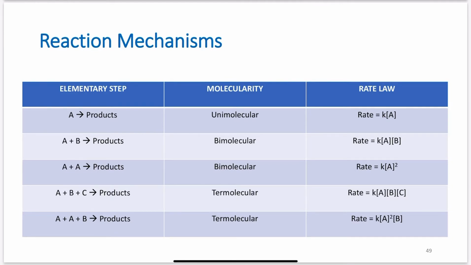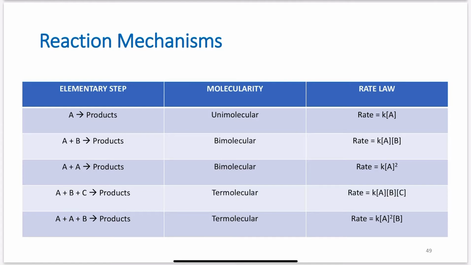We could also have two molecules of A coming together. This is also bimolecular because it's two particles. They may be the same compound, but they're two different particles coming together. And the rate law would be written as rate is equal to the rate constant k times concentration of A squared. Hence, order of reaction with second order.